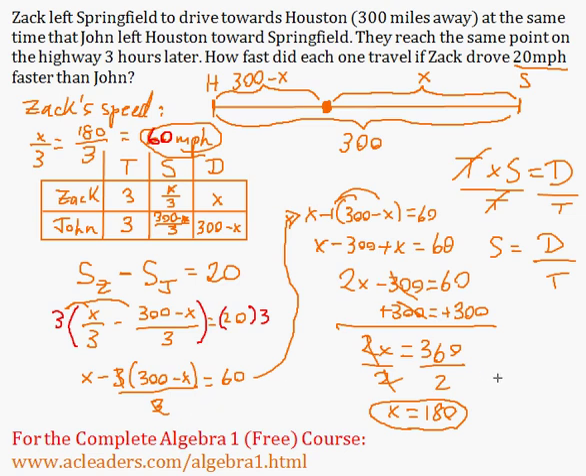I guess I'll do it over here. John's speed. Now his speed was 300 minus x over 3. And 300 minus 180 is just 120. 120 divided by 3, just 40. He didn't go that fast. So John's speed was 40 miles an hour. And Zach's speed, of course, 60 miles an hour. That's it.